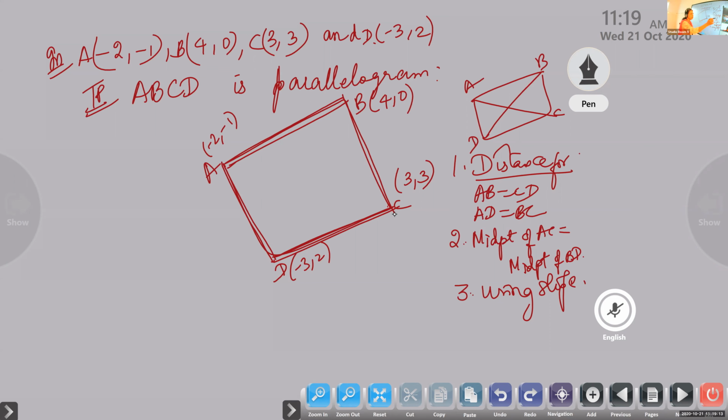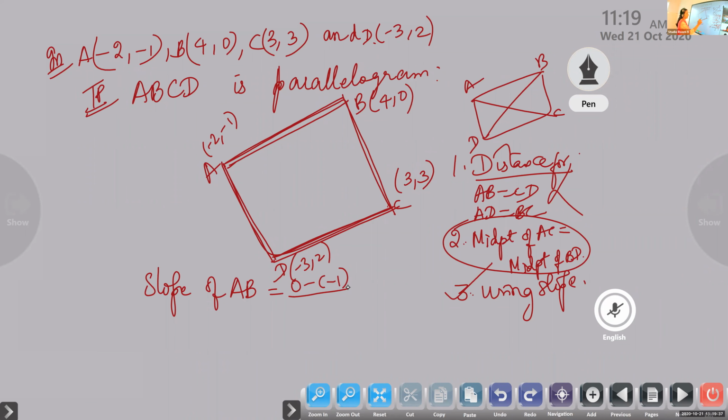Okay, so three ways are there. Here it is mentioned not to use distance formula, so we are not going with this one. This one you try at home. Here we are going to do it using slopes. Find the slope of AB. What will be the slope of AB? y2 minus y1, 0 minus of -1, by x2 minus x1, 4 minus of -2, which is 1 by 6. Is it correct? Now find the slope of CD and check whether it is equal.